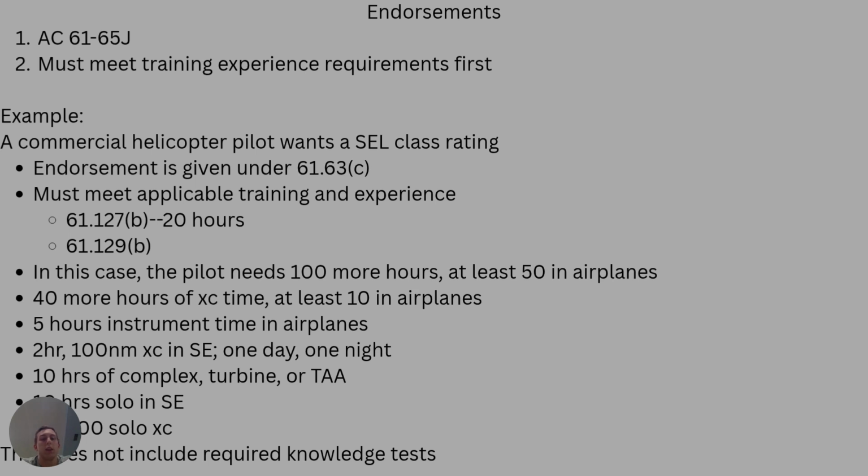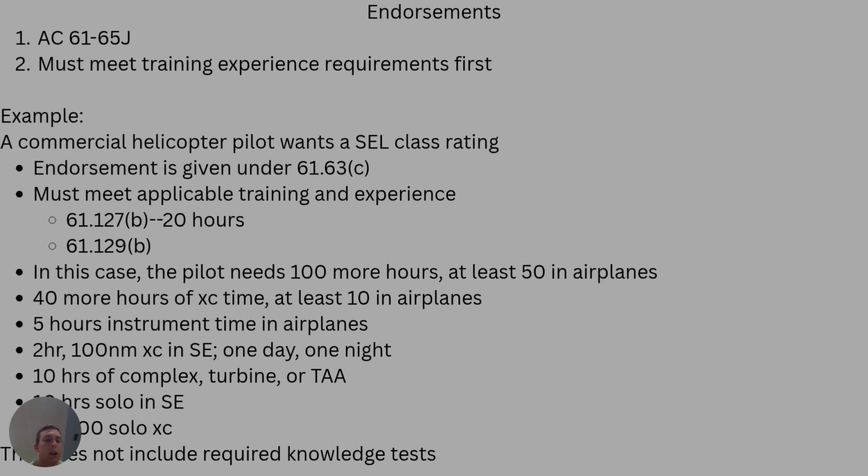In this case, the commercially rated helicopter pilot, assuming he's new, will need 100 more hours. So he goes from 150 hours to get his helicopter pilot's rating. If he's only got that, then he'll need 100 more hours, and 50 of those have to be in an airplane. And then he'll need 40 more hours of cross country time because he already did 10 for his helicopter. He'll need 40 more hours of cross country time to meet 50 for airplane, and at least 10 of those have to be in an airplane.